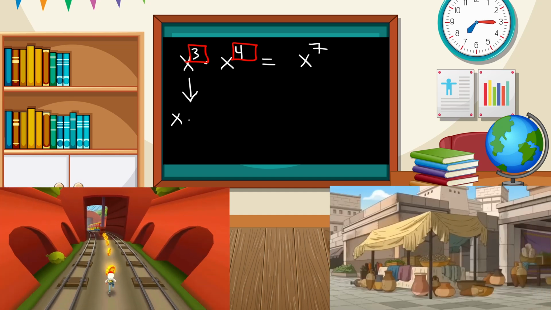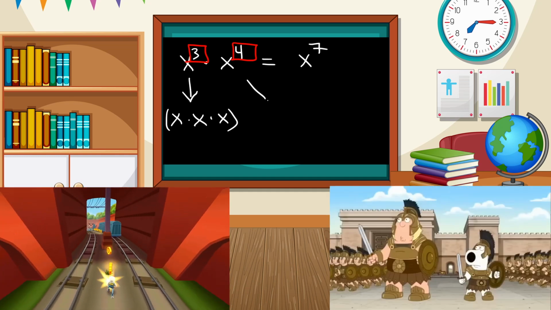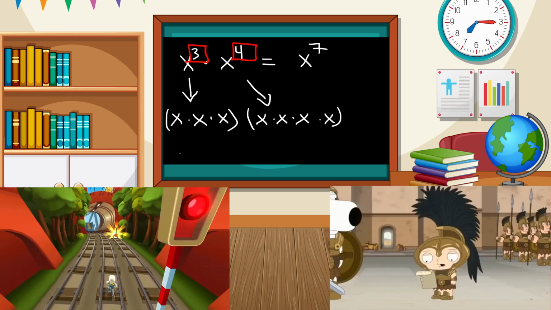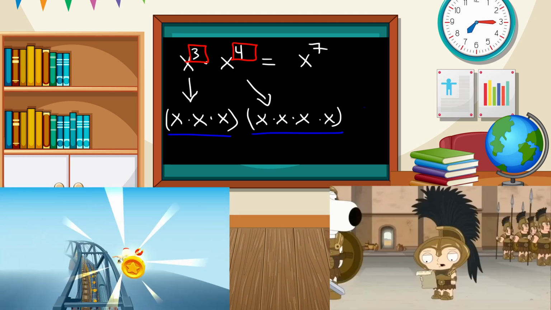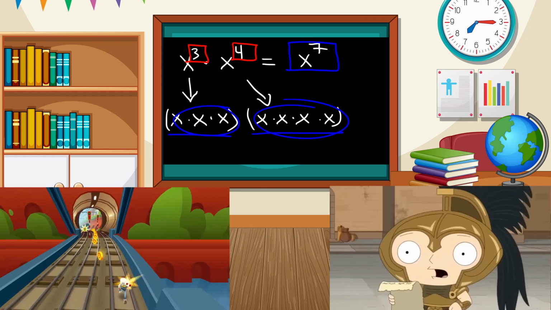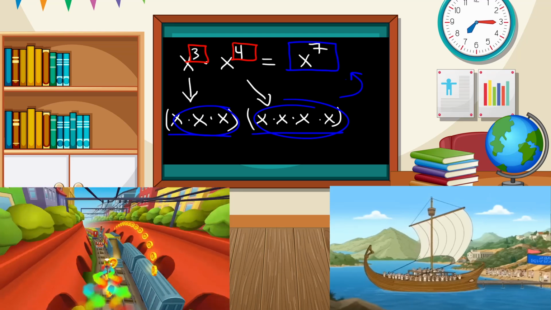So I'm going to write x cubed as x times x times x. Now, x to the 4th power basically means that we're multiplying 4 x variables together. So when you combine 3 x variables and 4 x variables, you get 7 x variables that we're multiplying together. 3 plus 4 is 7. And so that's why we get this answer, x to the 7th power.